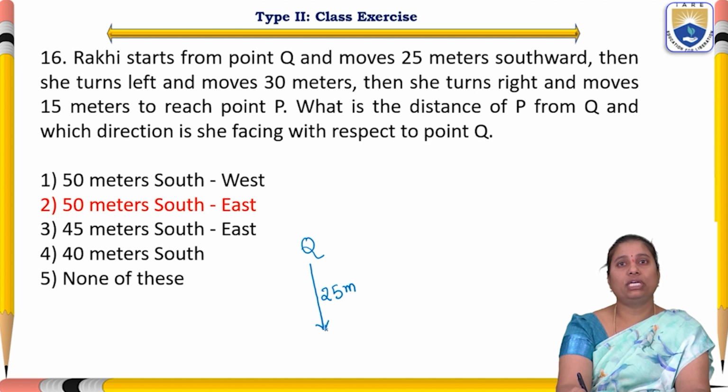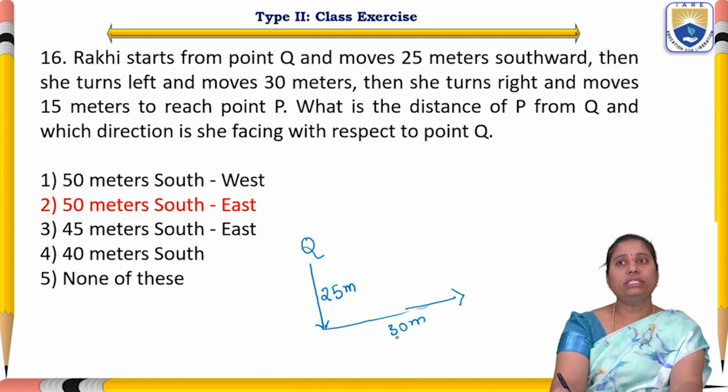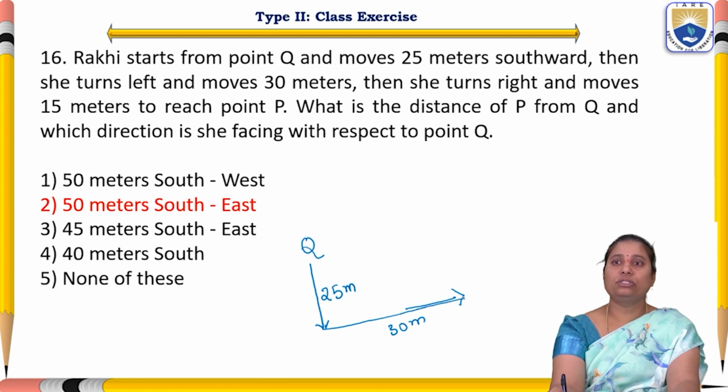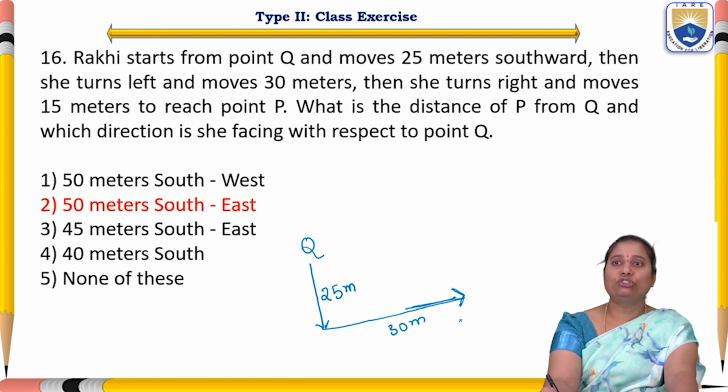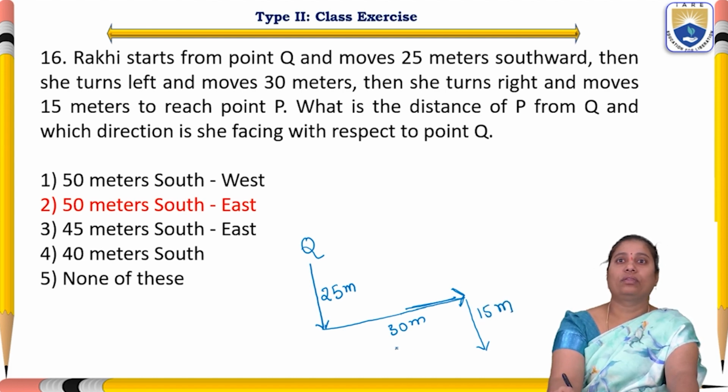So south, to the left, means east. So from here she moves in the east direction. She has moved 30 meters, the second movement. Then she turns right. So from the east to the north, she would have to turn left. But she has turned right, which means she moves in the south direction, 15 meters to reach the point P.